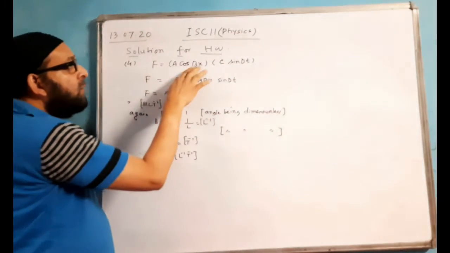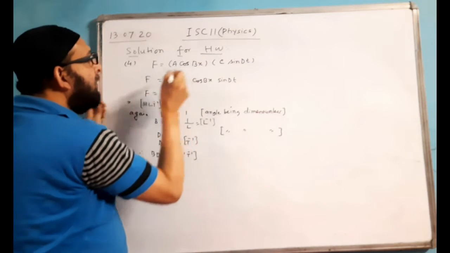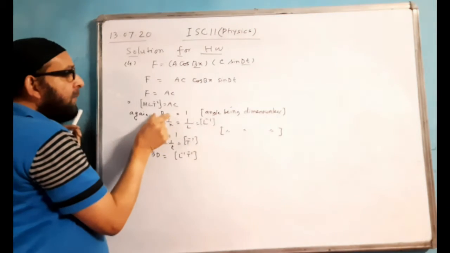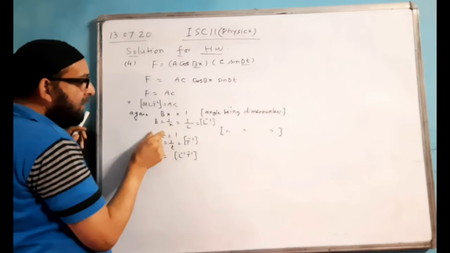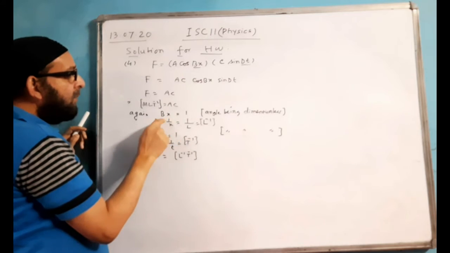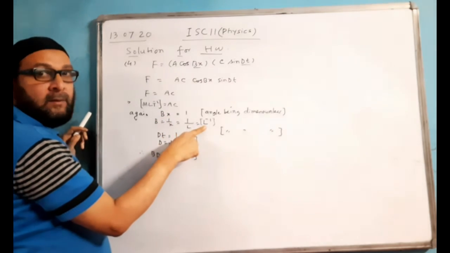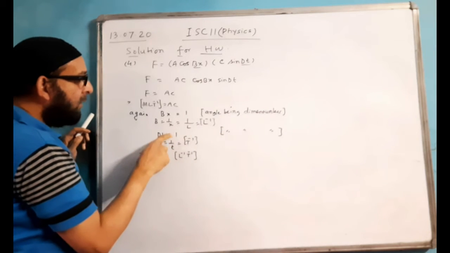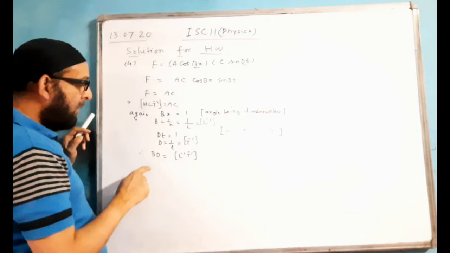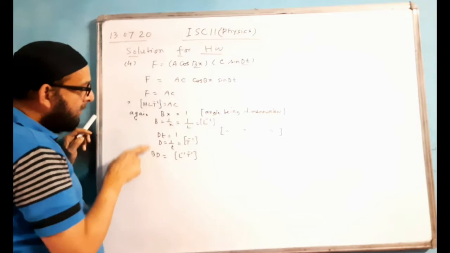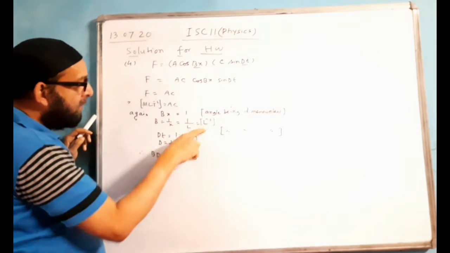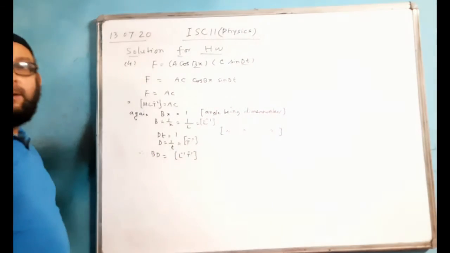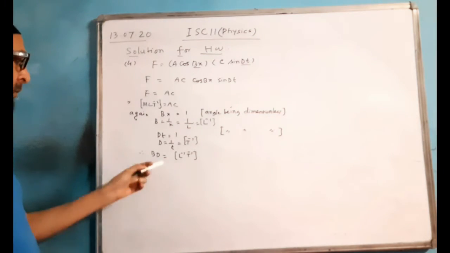Done. Now, these two are angles. Bx is an angle, dt is also an angle, and angles are also dimensionless. You get Bx is equal to 1, and dt is equal to 1. Therefore, b will be 1 by x, 1 by L, that is L minus 1. Reason I have already given. Same reason for this also. So, d will be equal to 1 upon t, that is T to the power minus 1. Multiply now bd. b dimension is L minus 1, and dimension of d is T minus 1. The dimension of bd is L minus 1, T minus 1.